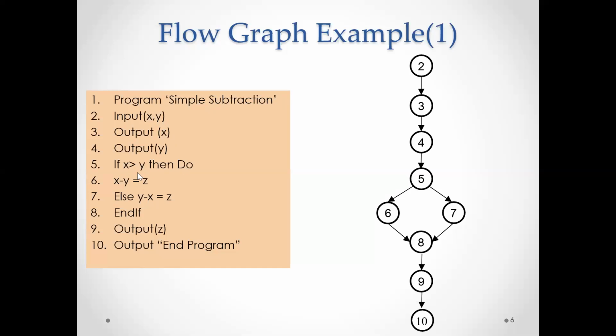That is x minus y. If x is greater than y, then x should be subtracted with y, and the value should be stored in z. Else, y should be subtracted with x, and the value should be stored in z. Either of the cases can execute. End of this particular if statement. Output z, whatever value you have in that variable, and then say end of the program.